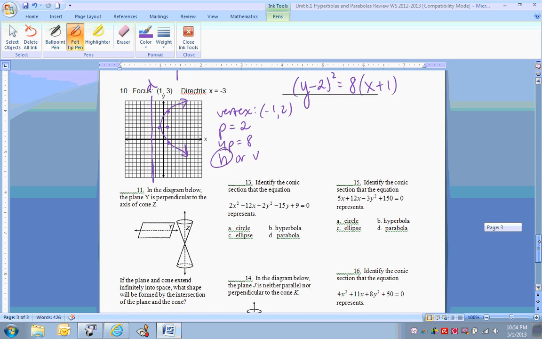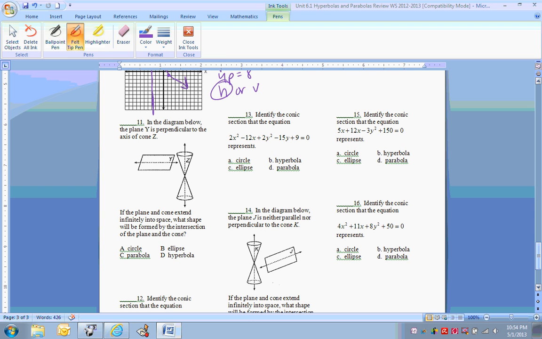Alright, we're moving on to the multiple choice questions. Well, in number 11, it says, in the diagram below, the plane Y is perpendicular, that's the key word, to the axis of the cone Z. So if this plane came and sliced through this cone, if you looked at the top, it would make a circle. So anytime a plane is perpendicular to the axis, it's going to give you a circle when it cuts through it.